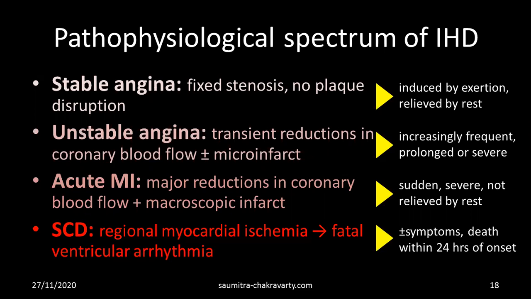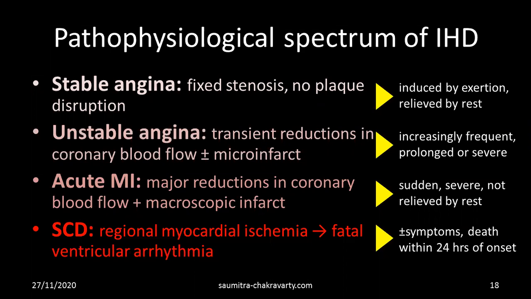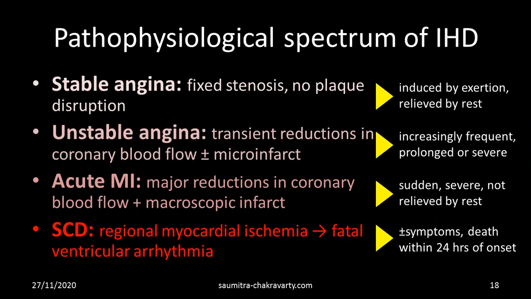Now, the unstable angina, it's suddenly some transient reduction in coronary blood flow, and there could be some infarct, maybe no infarct. So in unstable angina, you may or may not have ECG changes. In stable angina, at rest, you take ECG, you do not see much of a change. In unstable angina, there could be some microinfarct, and that may cause some ECG changes, but at other times, it may be completely normal on ECG. So there are increasingly frequent, prolonged, or severe symptoms associated with it.